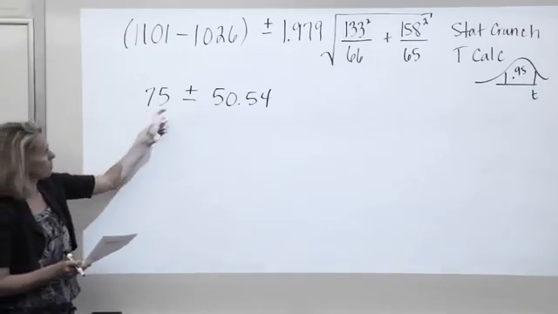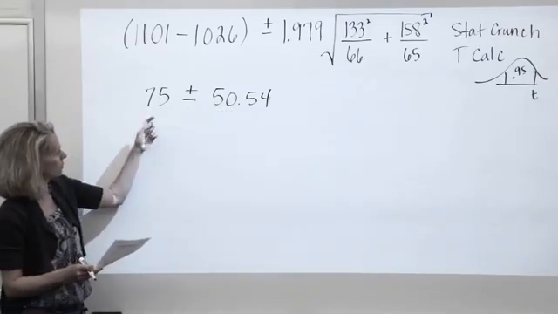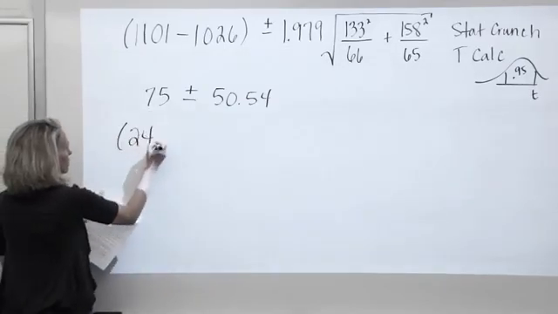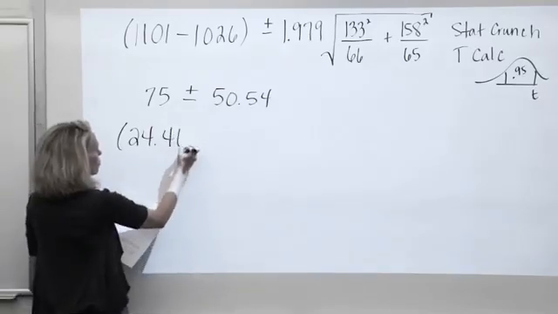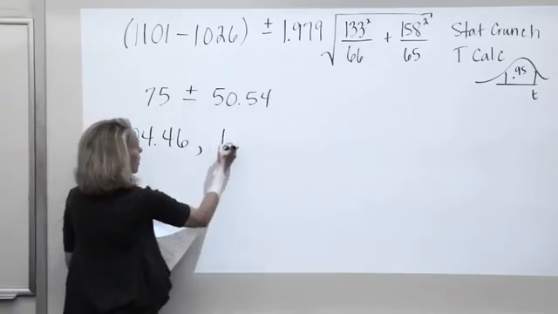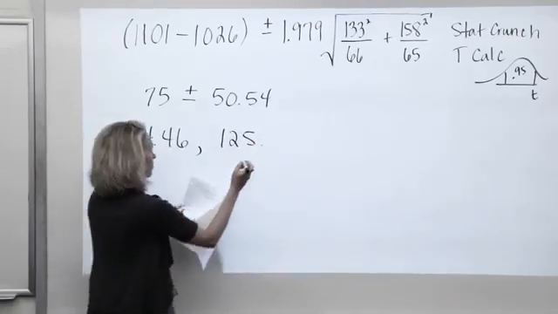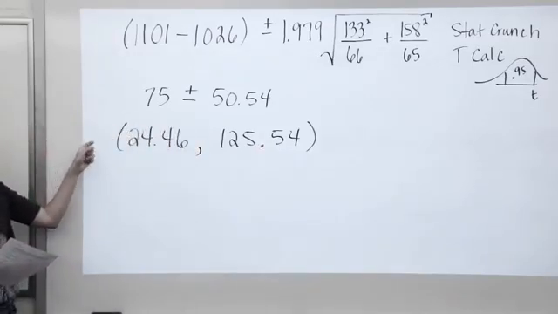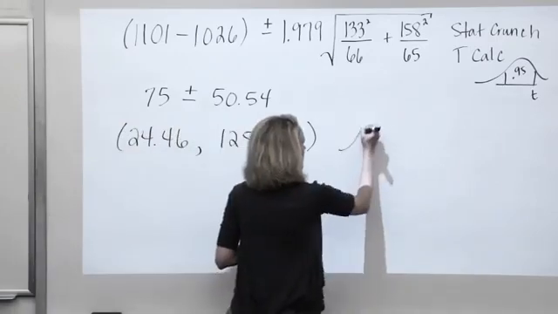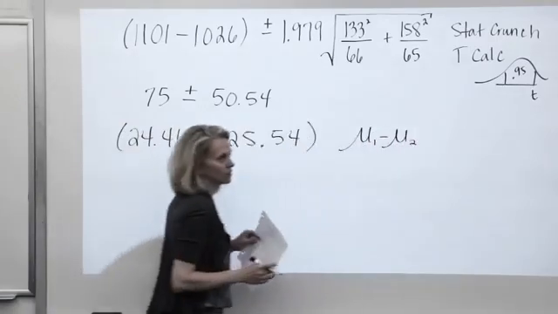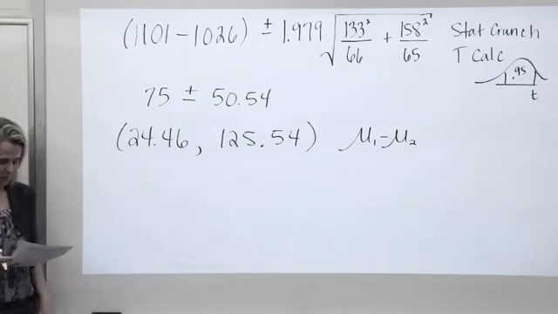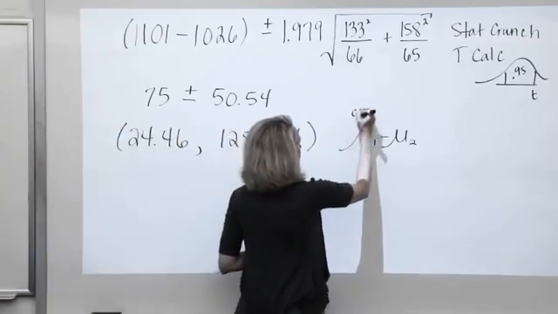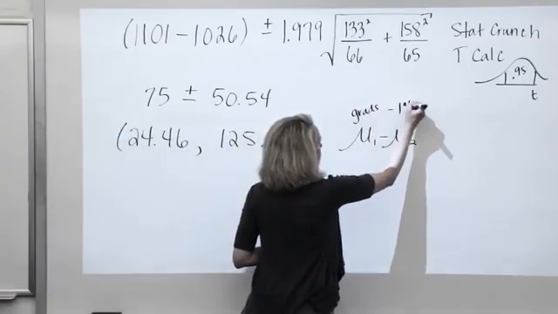And so finally, I'll take the difference of the sample means minus the margin of error, and the difference of the sample means plus the margin of error. And we'll end up with our confidence interval. This will range from 24.46 to 125.54. Don't forget what this is. This is a confidence interval for the difference of two means. And so if we interpret this confidence interval, keep in mind the order that you subtracted: we looked at grads minus first year.